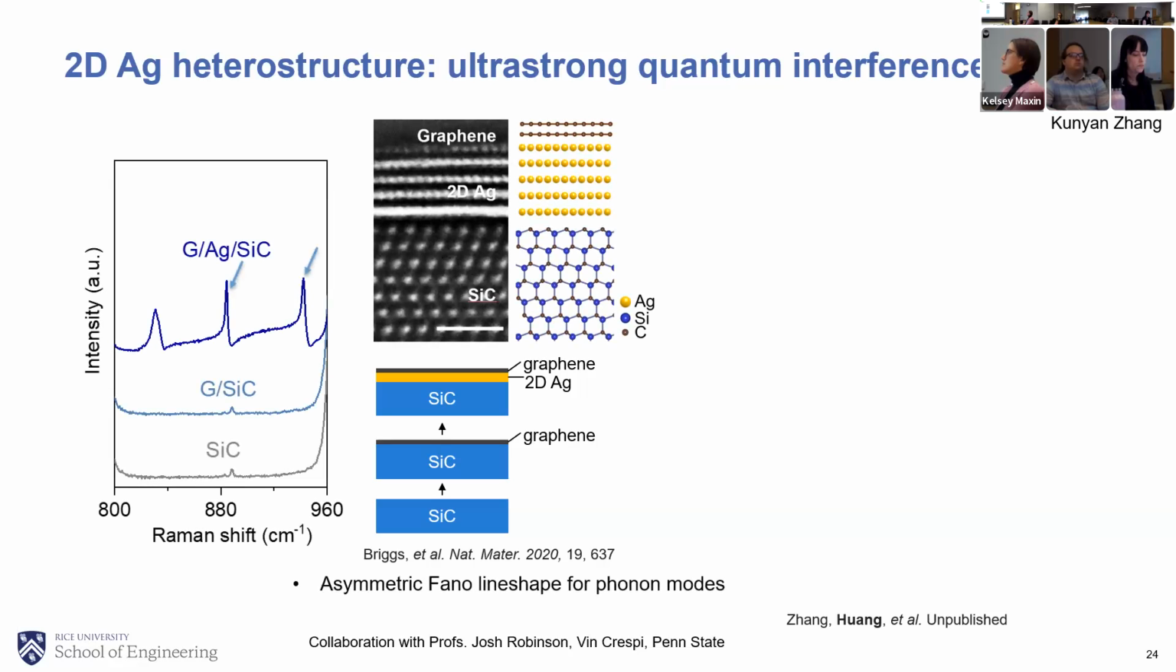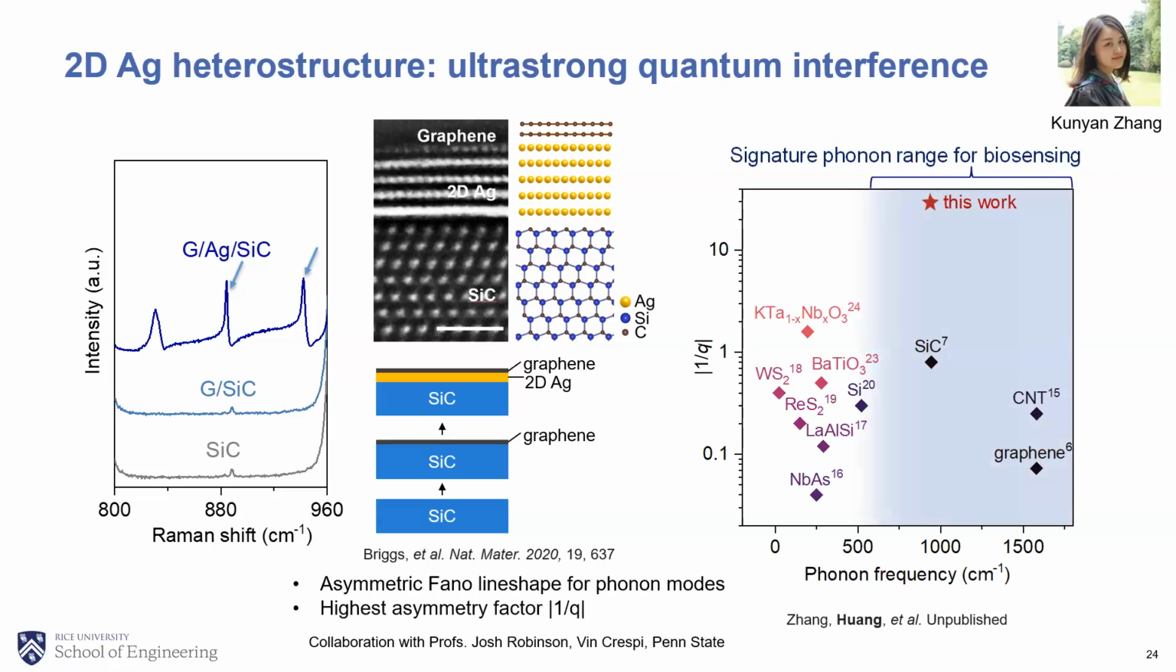So for us, what's really interesting about these samples lies in their Raman spectrum. If you look at the Raman spectrum for silicon carbide or graphene on silicon carbide, on the bottom two spectra, you can see there's not much going on. However, as soon as we introduce these 2D atomic layers of silver, you can see these Raman modes are strongly enhanced. And what's more, these Raman modes do not look like the normal Raman modes you can measure. For normal Raman modes, typically they have the symmetric Lorentzian line shape. However, in this case, the Raman peaks are apparently asymmetric. Next slide.